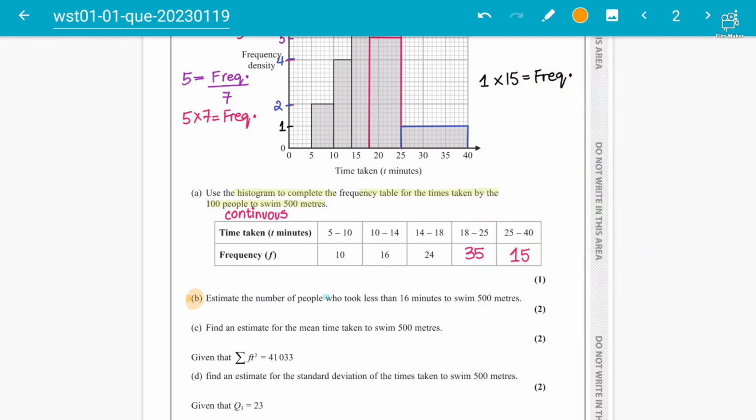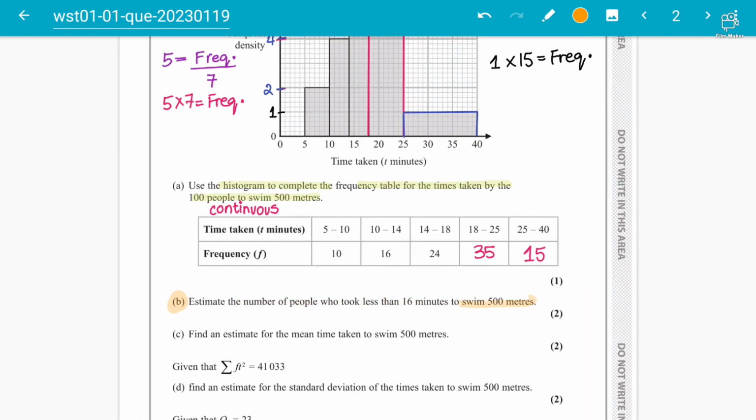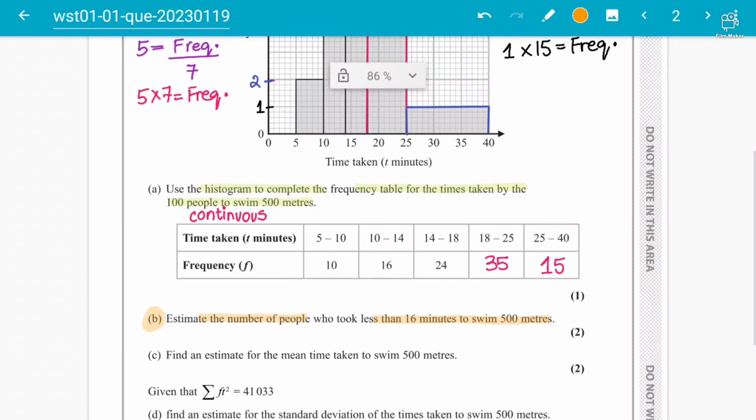Okay, part B is that we'll have to estimate the number of people who took less than 16 minutes to swim 500 meters. So there's an estimation to be done there. You need to understand 16 will be coming somewhere here. Okay, so that's how you're going to do it.